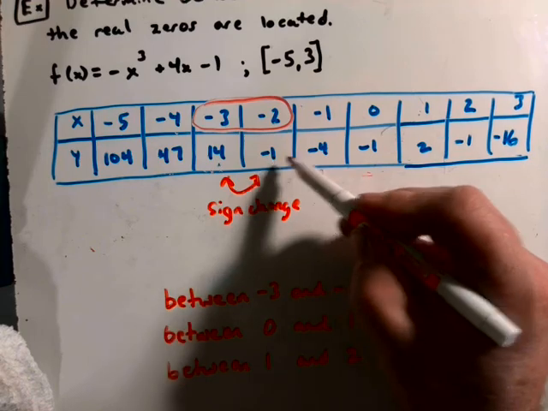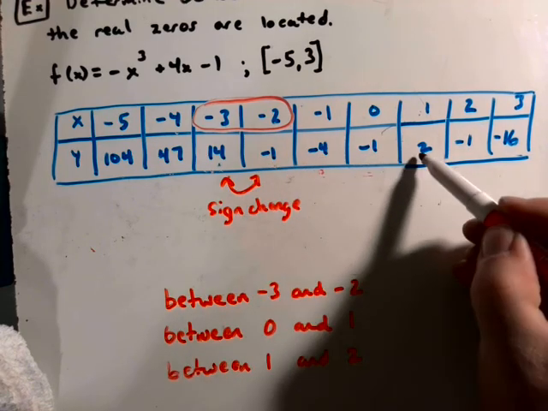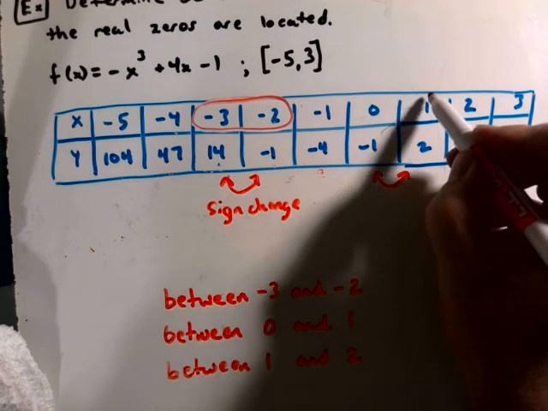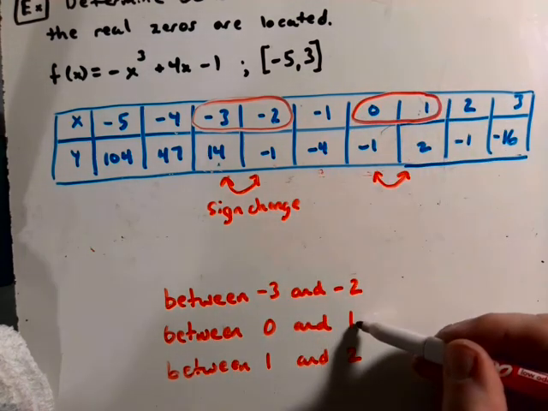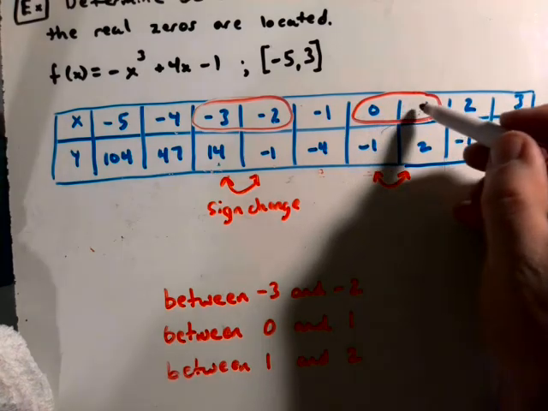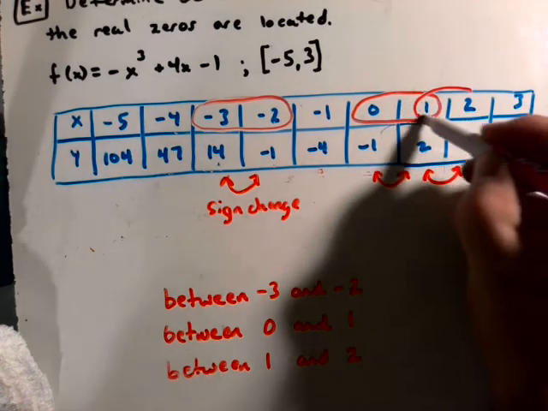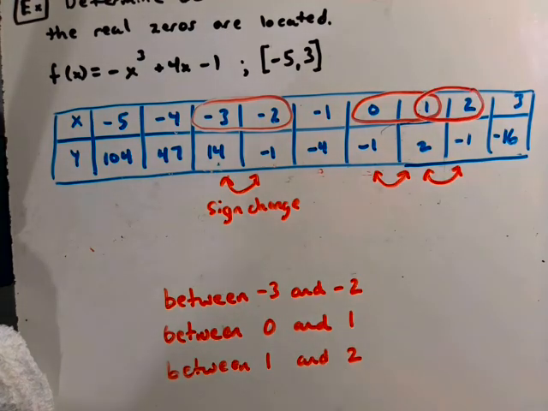Here the y value is negative, negative, negative, positive. So there's a sign change here. So another answer for this problem is between 0 and 1. We have another sign change here, so we have another pair that we would list out. So that's the fastest way to go through and do those problems. Create your table, look for a sign change in your y values, and then write down between the two x values.